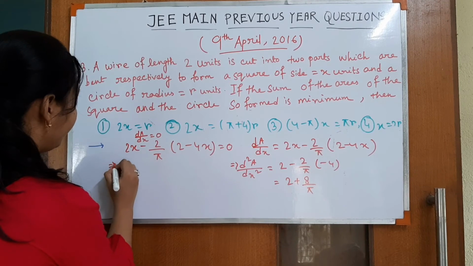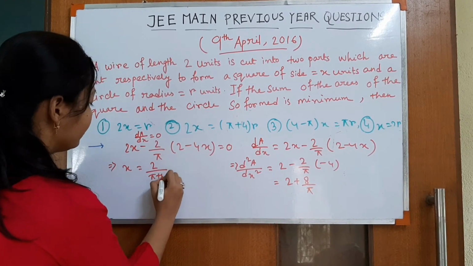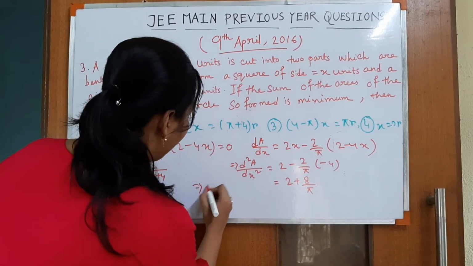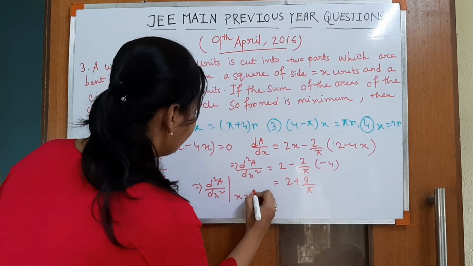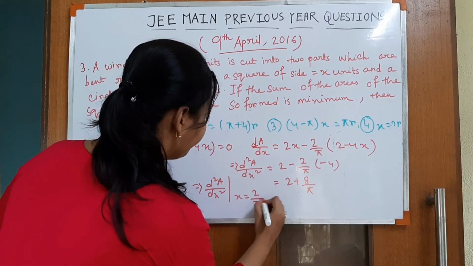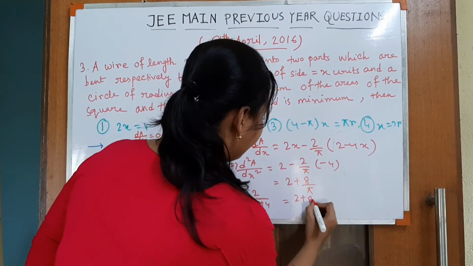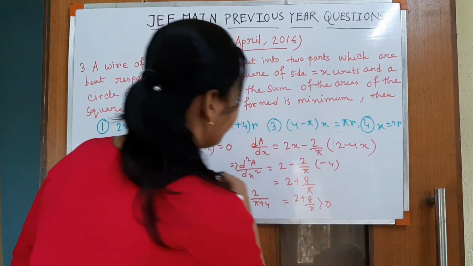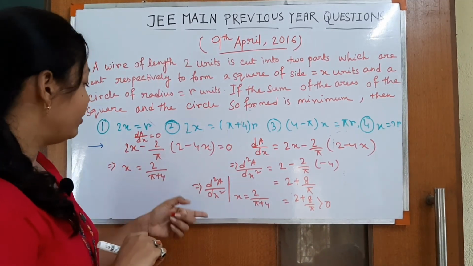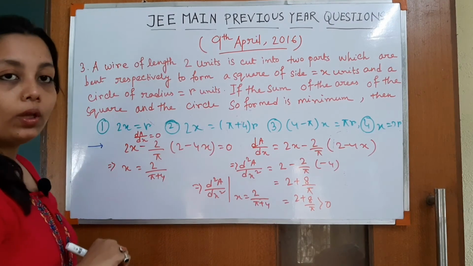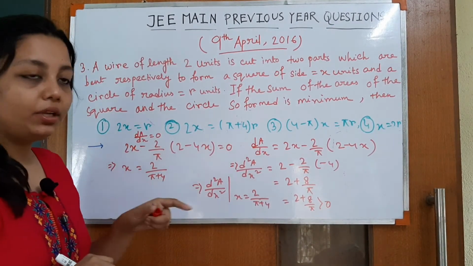We have found x equal to 2 by (pi plus 4). So the value of d2A by dx2 at x equal to 2 by (pi plus 4) is 2 plus 8 by pi, which is greater than 0. Then we can say that at x equal to 2 by (pi plus 4), the sum of the areas of the square and the circle is minimum.